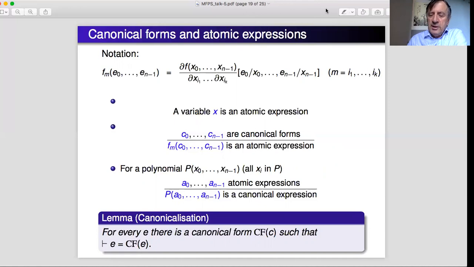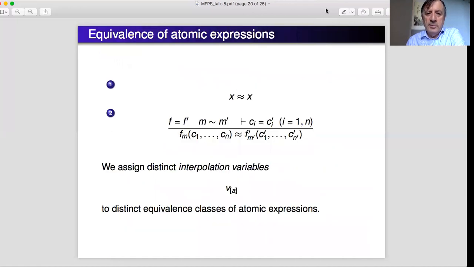And we have this canonicalization lemma that every expression is provably equal to a canonical form, as I mentioned before. Now, how about equivalence of these things? Well, first of all, we define equivalence of atomic expressions, and any variable is equivalent to itself. And if we substitute equivalent canonical expressions in equal function applications, then they're equivalent, as long as the two m's are just permutations of each other, because we can do partial differentiations in any order we like.